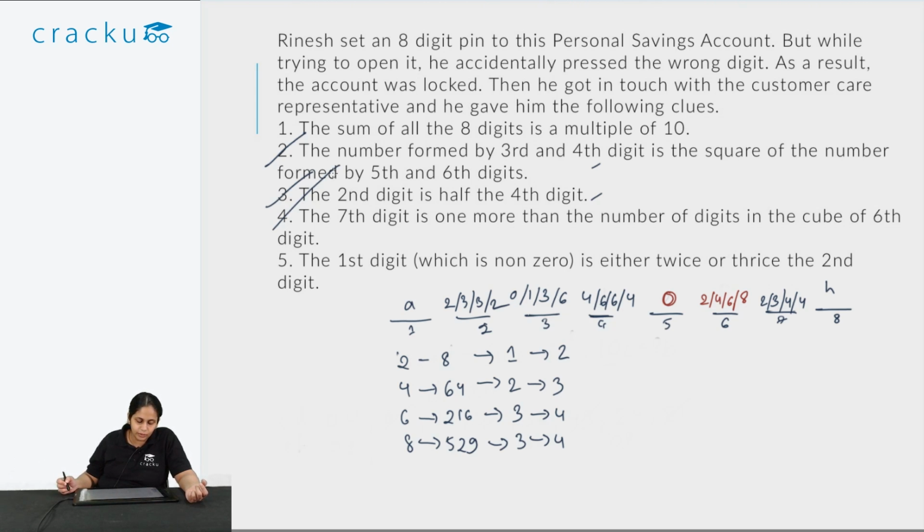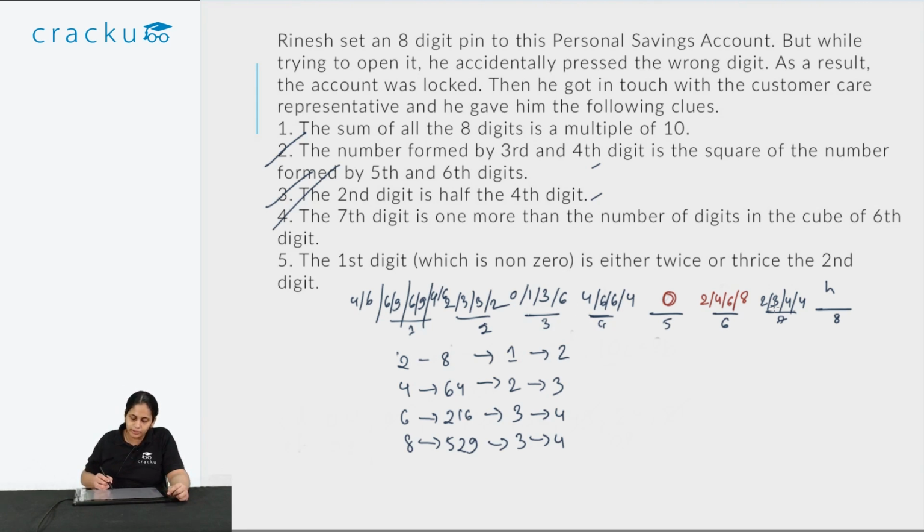The last 5th clue is the first digit which is non-zero is either twice or thrice the second digit. So this is the possible values, there are actually two possible values. So 2 will be either 4 or 6, 3 will be either 6 or 9, and this is again 4 or 6. So we can replace A with like not 4 values but 8 possible configurations. So this is 4, 6, now this is 6, 9, 6, 9 and 4, 6. Okay, so these are now whatever 4 configurations have expanded to 8 configurations.